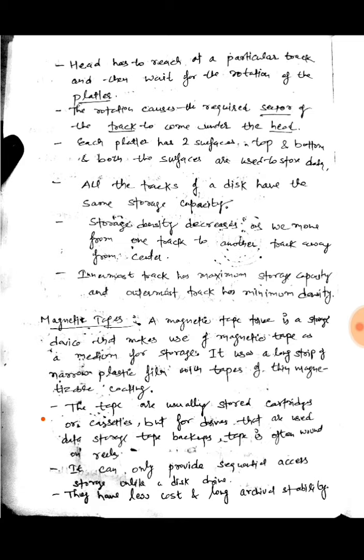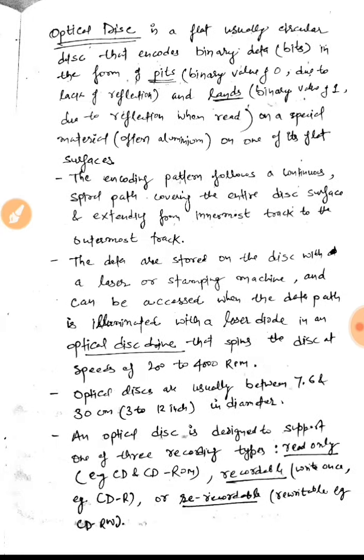So they have low cost and long achievable stability. So their stability was high. We could have stored them for up to very long times, up to 10-15 years. So these were magnetic tapes.